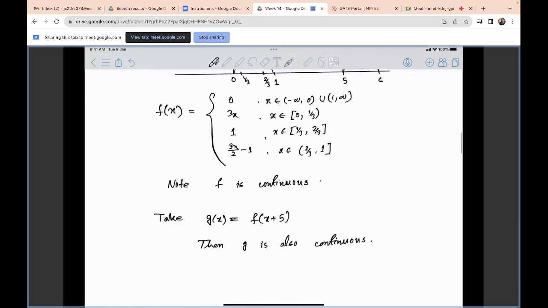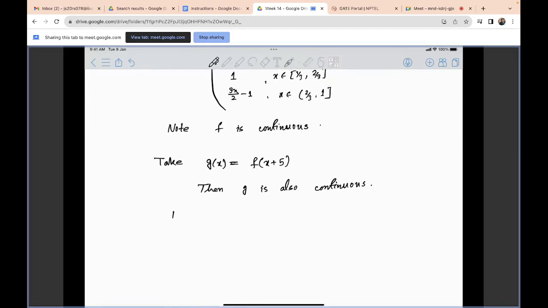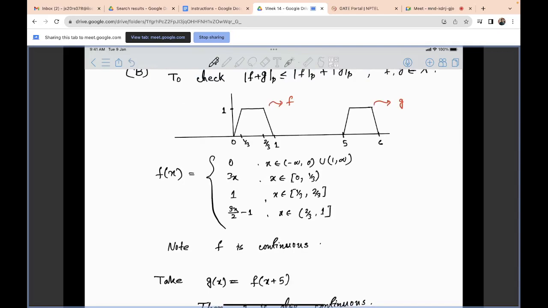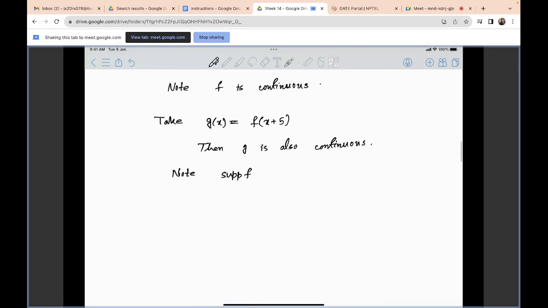Note that the support of f, where f is non-zero, is basically the closed interval [0, 1]. The support of f is where the function is non-zero, and its closure. So the support of f is [0, 1], and the support of g is the closed interval [5, 6]. So the support of f intersection the support of g is empty.